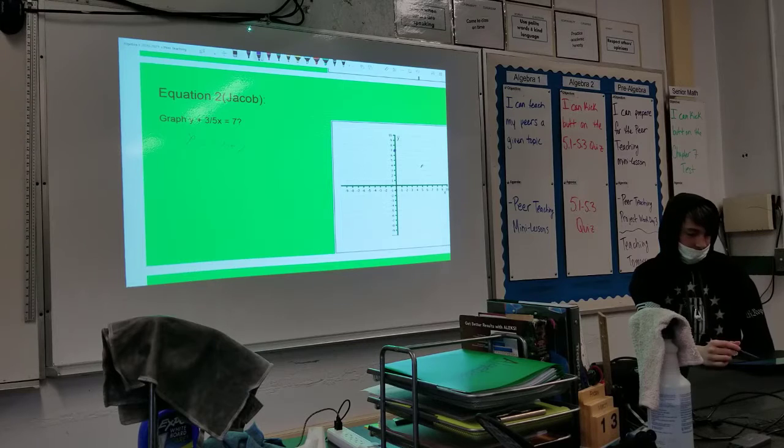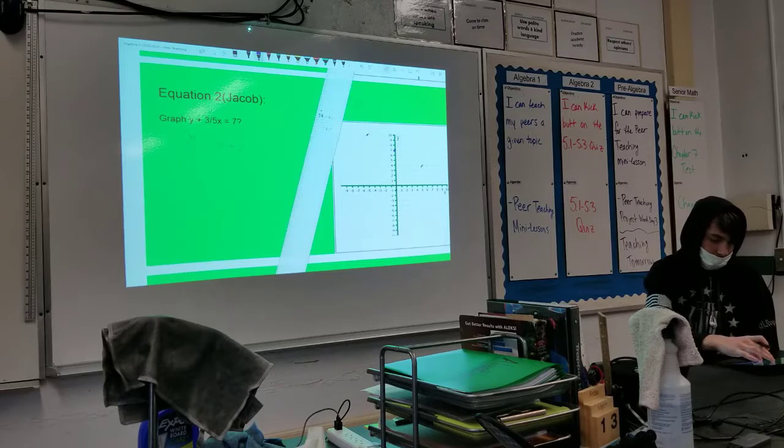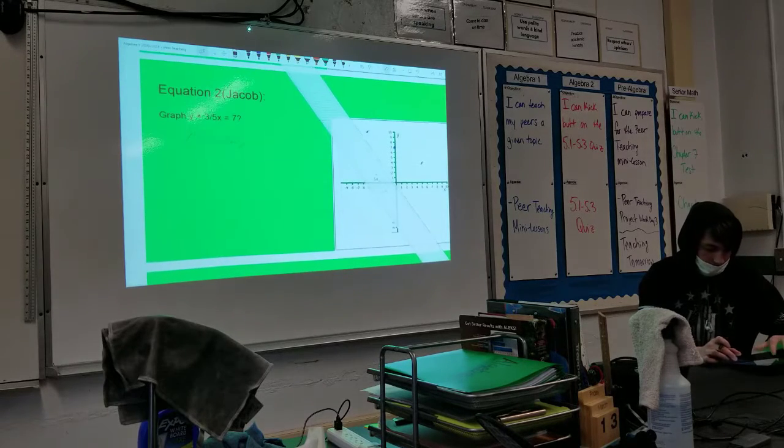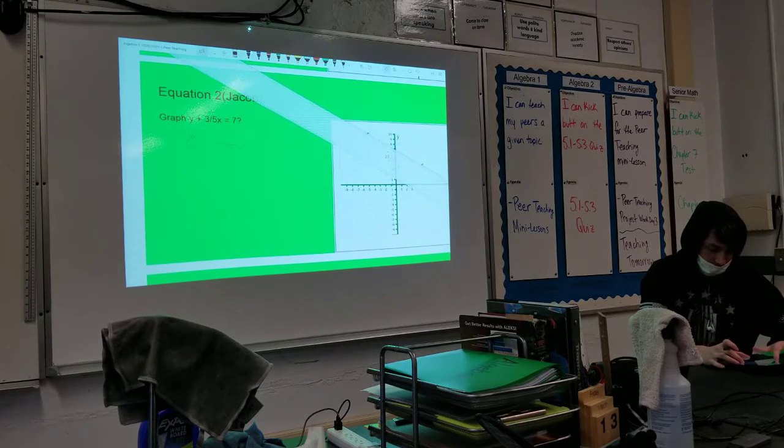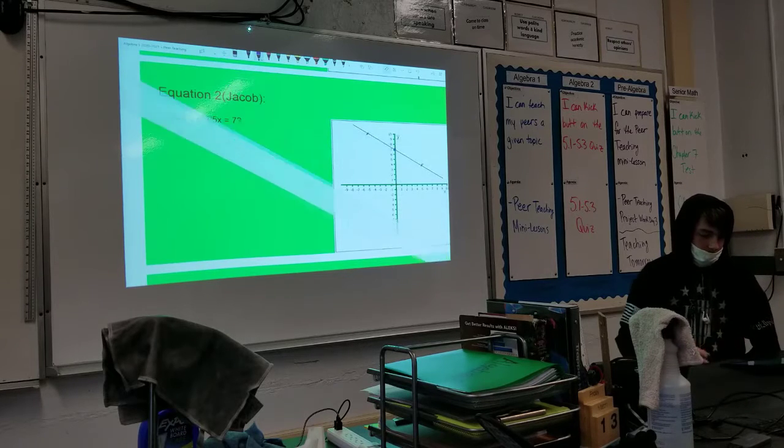And then you can either go up and left if you have enough room, which I do, or you can go down and right again. And then you just line it up with the ruler. Awesome. And voila.